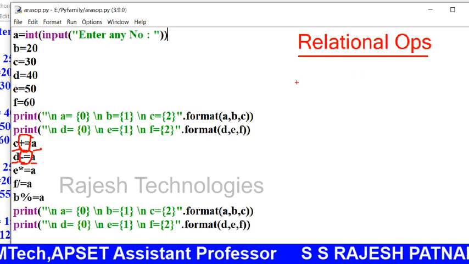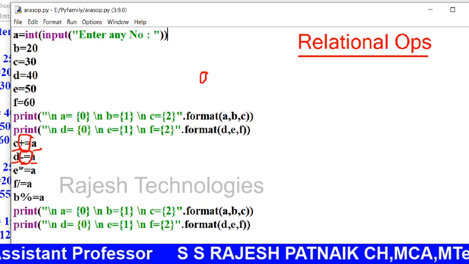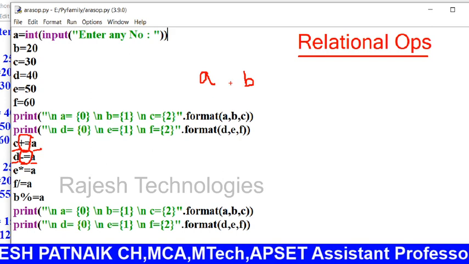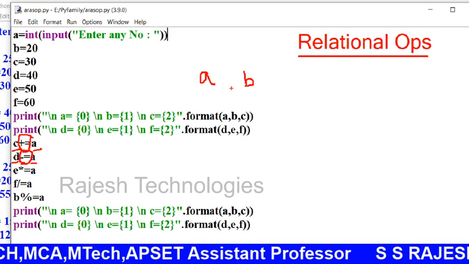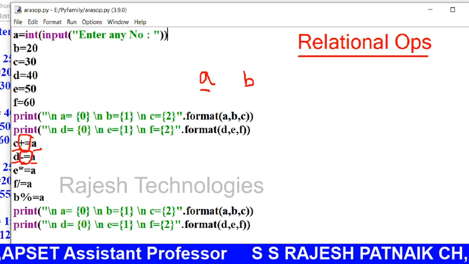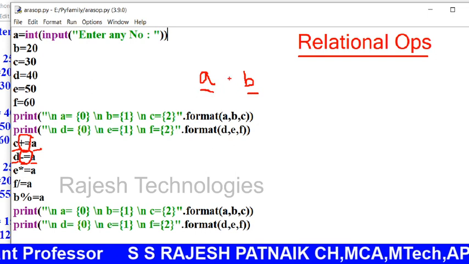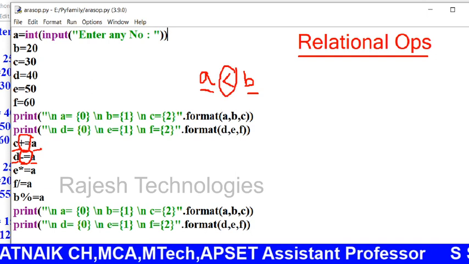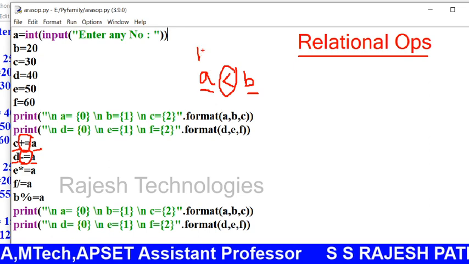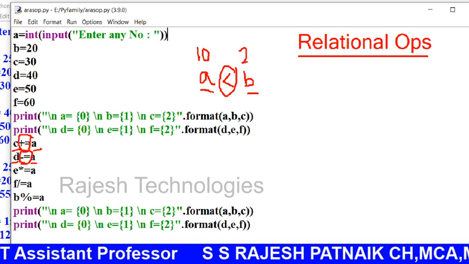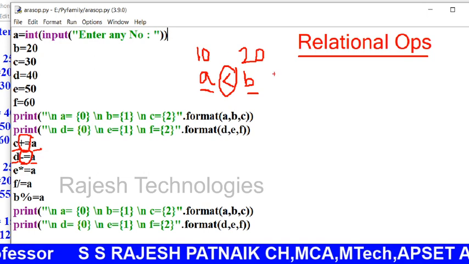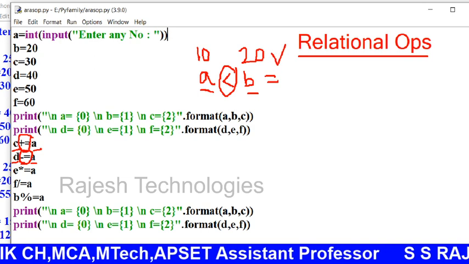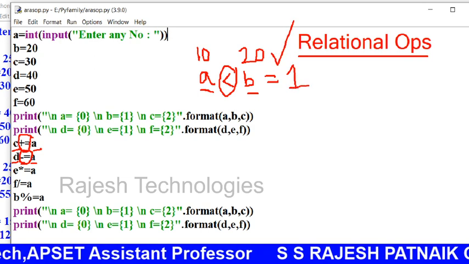Relational operator is also a binary operator. Relational operators give a Boolean value like this. If A is one operand and B is an operand, and you apply an operator like less than, with A consisting of 10 and B consisting of 20, then if you apply 10 less than 20, 10 is less than 20, it is true, so the output is 1.